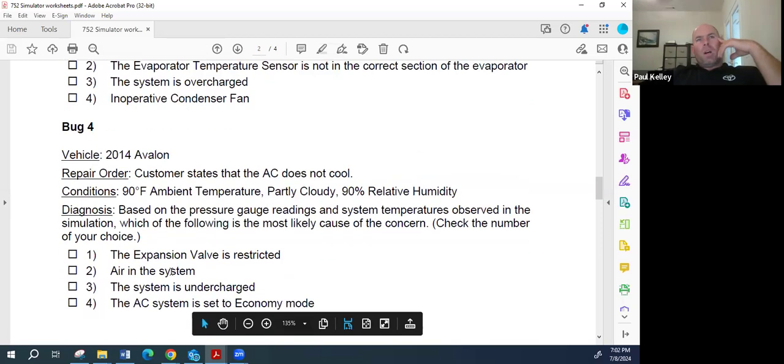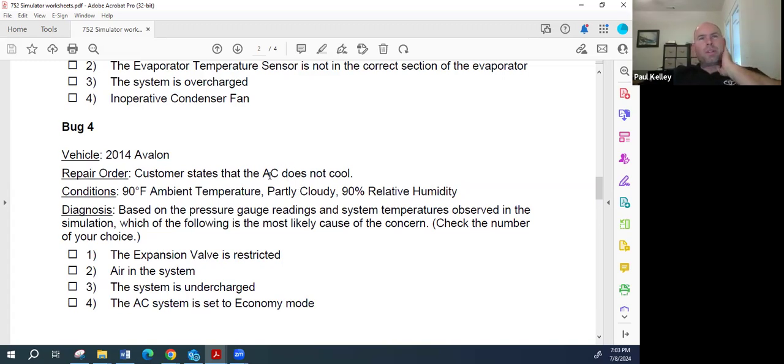All right. Bug number 4. Here we go. 2014 Avalon customer states AC does not cool. Shocking. A lot of these have been similar. It's 90. All right. Let's go ahead and we'll peek at that one.